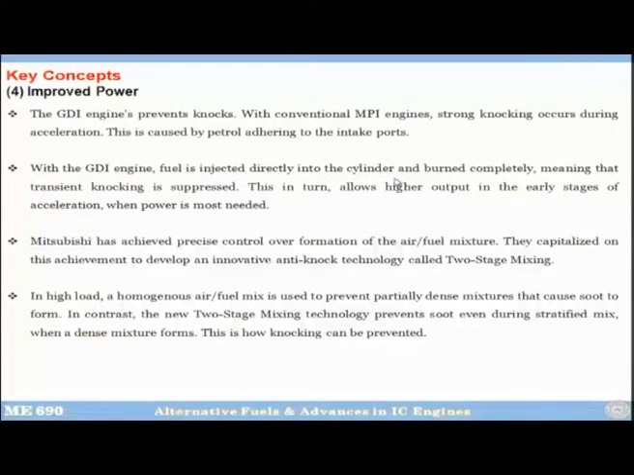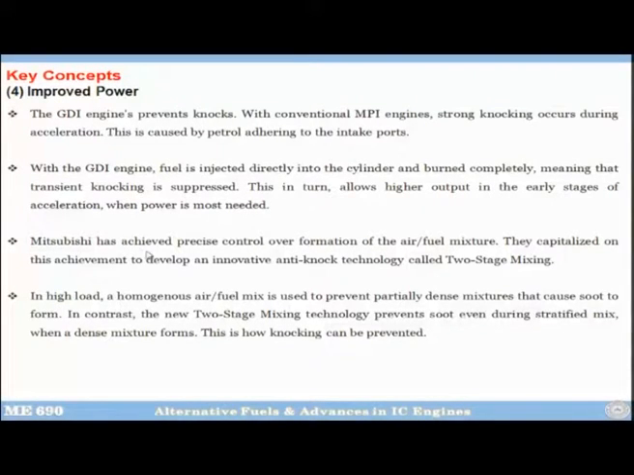So, nothing will stick to the ports. At least that part is taken care of, and then it burns completely, meaning that the transient knocking that you experience when you accelerate suddenly, that is suppressed. This in turn allows higher power output in the early stages of acceleration, when power is needed the most.